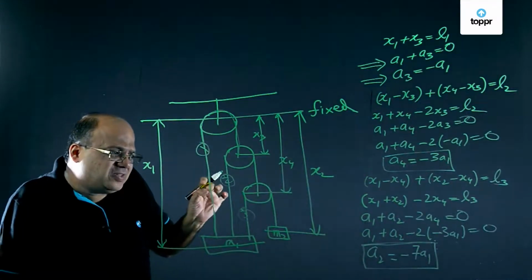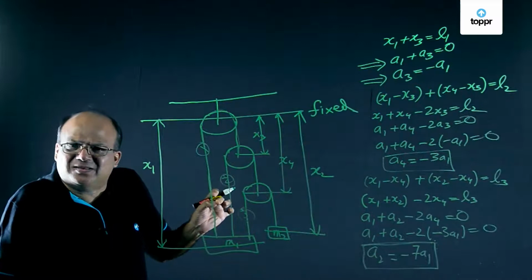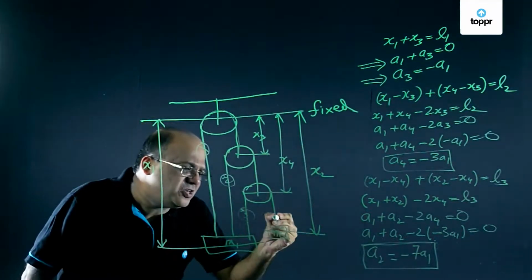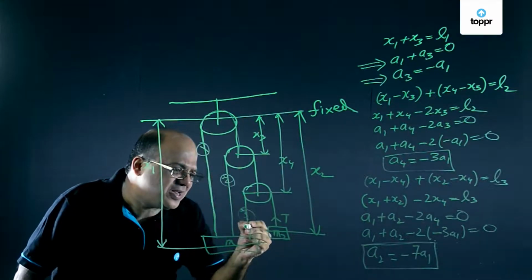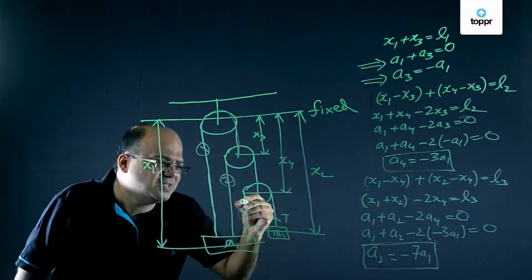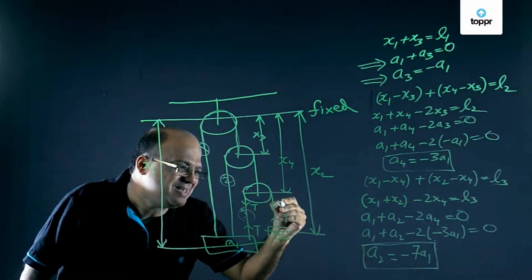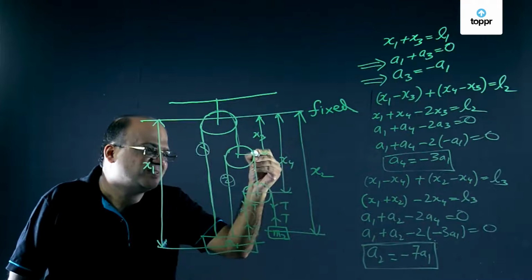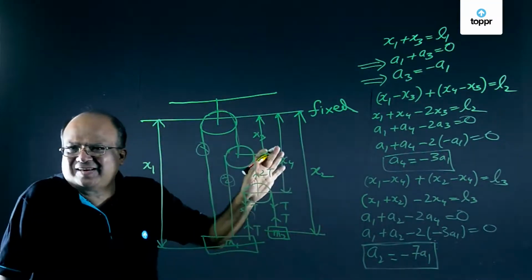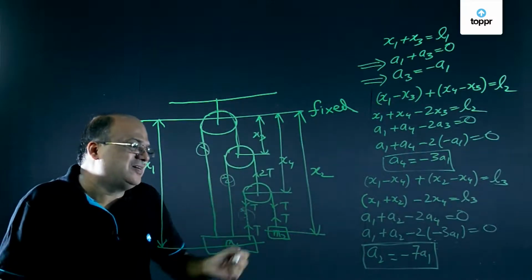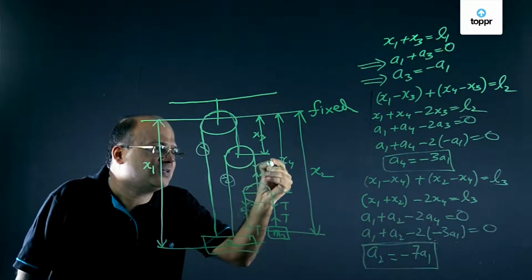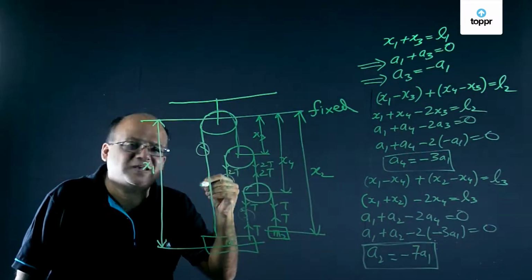Now, can we get this more easily? So let us try to write the tensions. If the tension here is T, what will be the tension here? Same string, same tension. So T again. This will be T. This will be T. So what will be this? This will be 2T. Right? Pulleys are massless. So the tensions have to be balanced. So this is 2T. Now this is 2T. This is 2T. Same string, same tension.